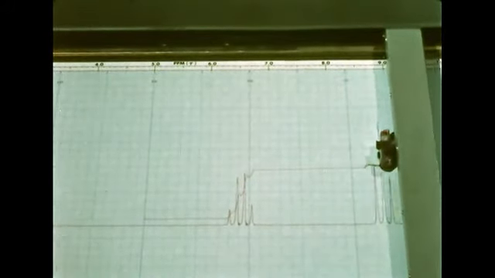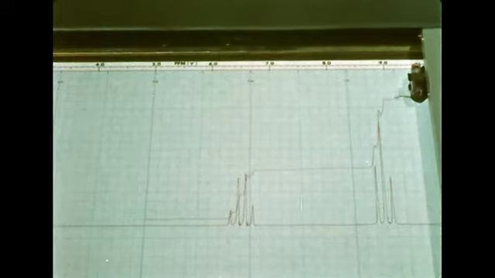The areas under the peaks in the spectrum can be measured by electronic integration. The height of each step in the integral curve is proportional to the area of the peak below it and to the number of protons causing the absorption, in this case 4 to 6 or 2 to 3.